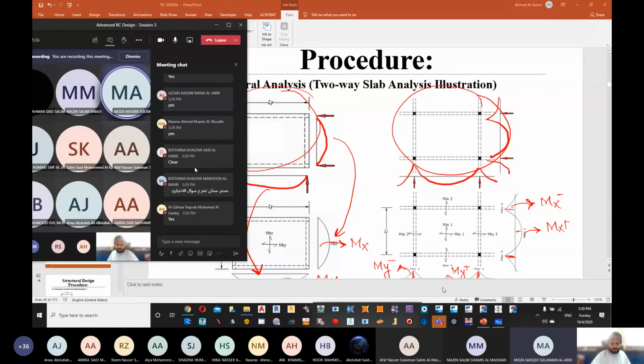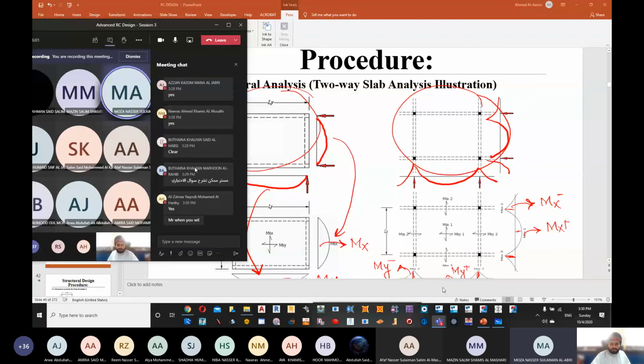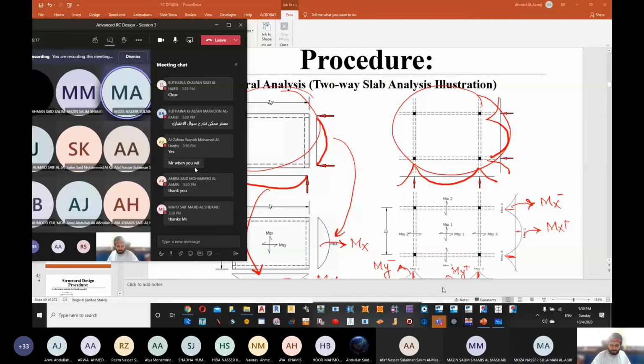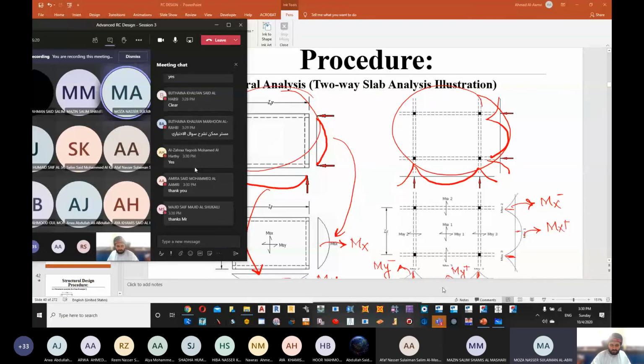Excuse me, sir. Yes. Is my voice clear for you? Yes. I wanted to ask you about that. You have said that always try to draw the bending moment diagram in the shorter direction. You mean the X direction? It's only for the one-way slab. What if we draw it for the longer direction? It will be wrong. Due to the stiffness.